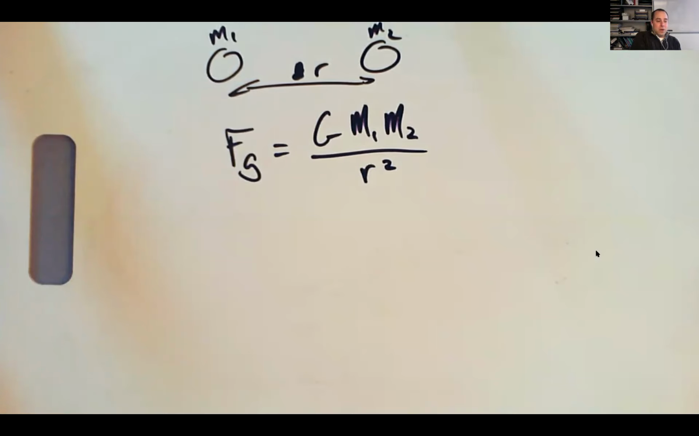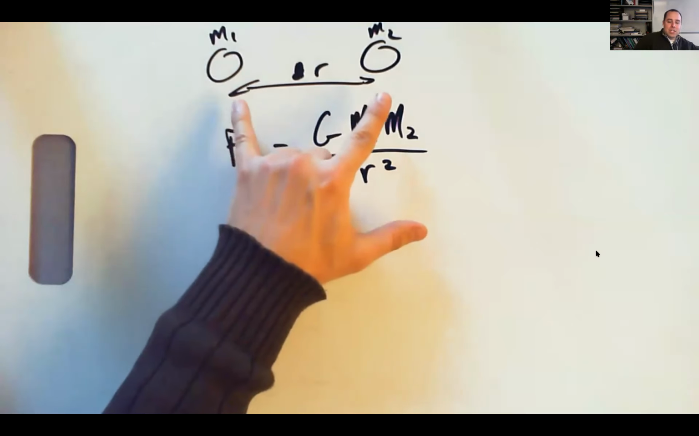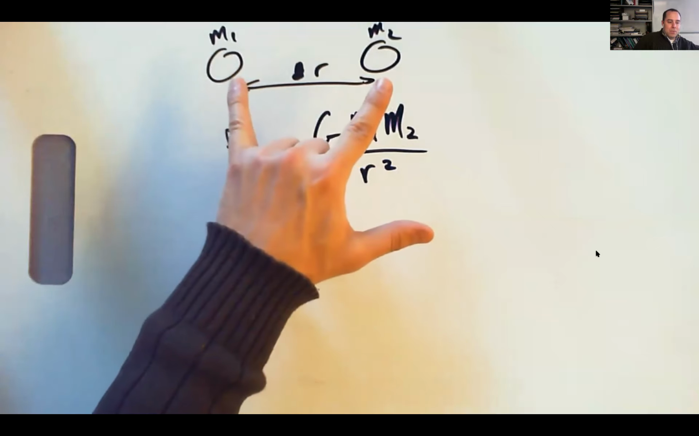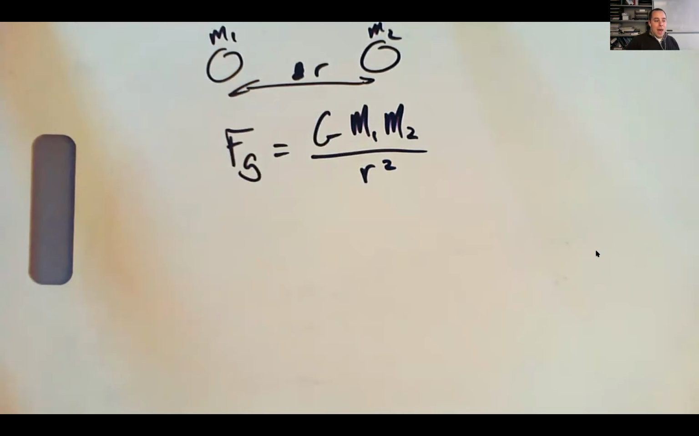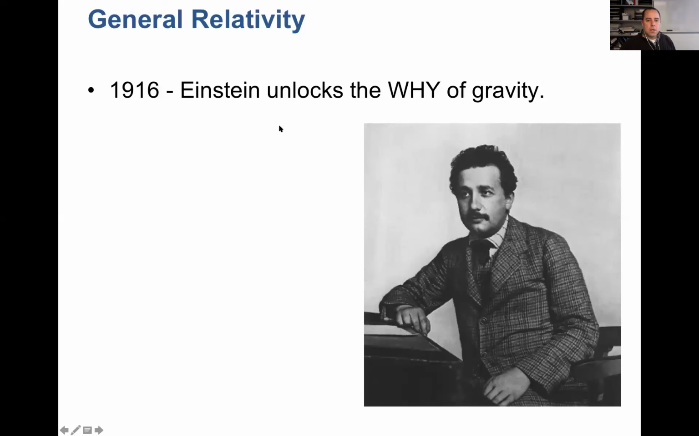It's been called spooky action at a distance, right? These two objects in space that are not physically connected in any way are somehow exerting forces on one another. How? Why? Newton didn't know. And it wasn't until 1916, when Einstein came along, that we actually began to figure some of this stuff out. So let's go back to our slideshow. Einstein unlocks the why. So what is the why? Let's begin the answer.